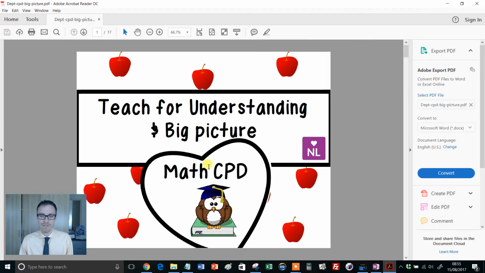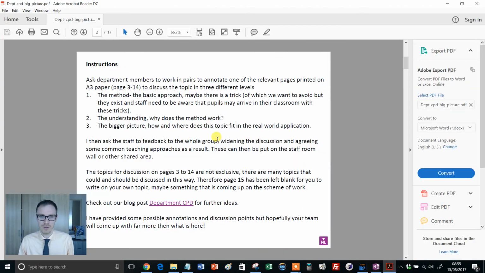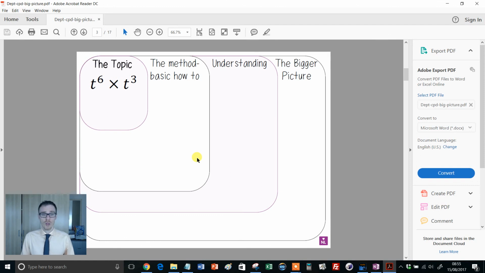So it's a PDF, lovely little design there on the front. And there you get some nice instructions for how the authors, Laura and Sharon, suggest that this could be used within departmental meetings. And it's wonderful, because there are absolutely loads of these topics for discussion on pages 3 to 14. So you've got plenty. And the format that I'm going to show you now means that this can be extended to a whole host of other topics. So it looks like that.